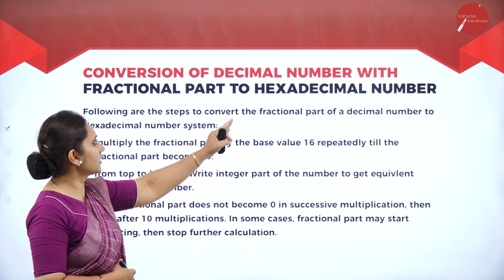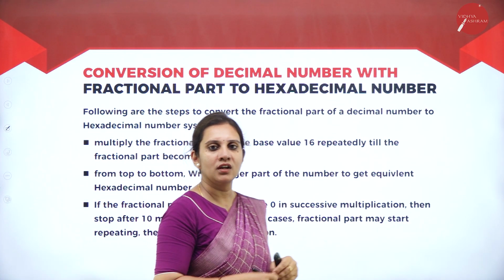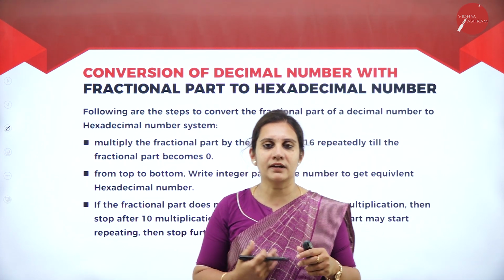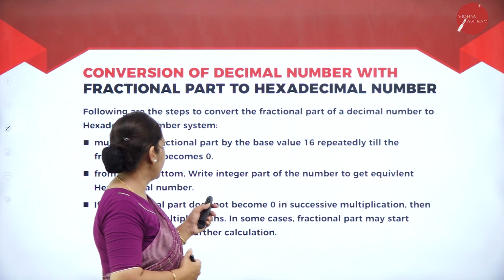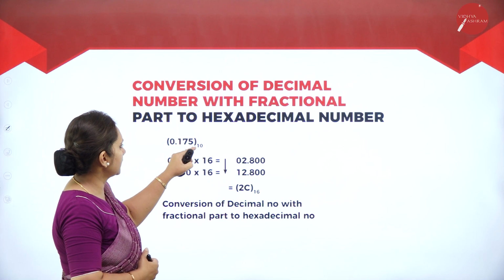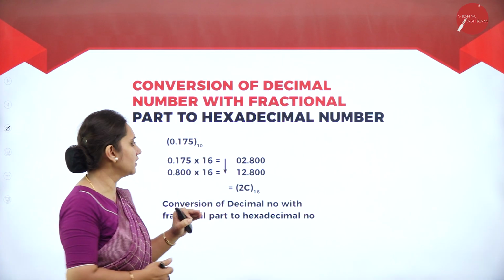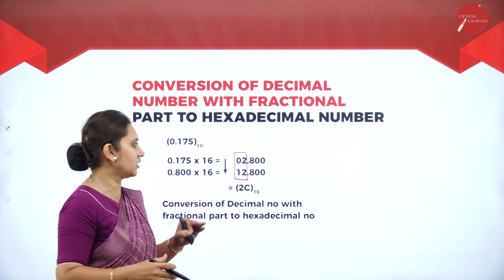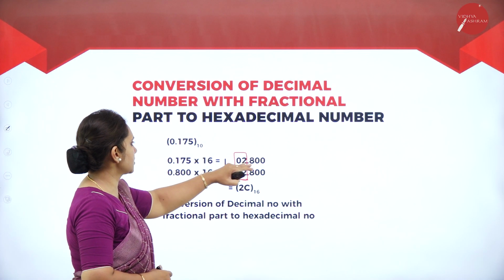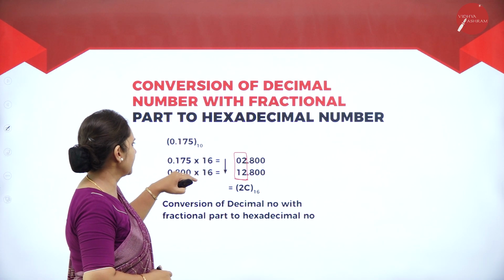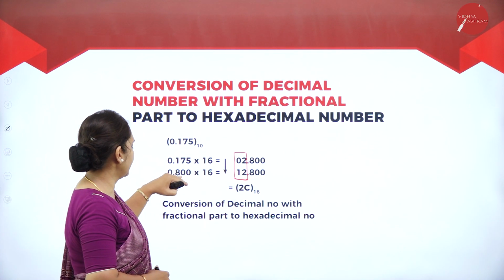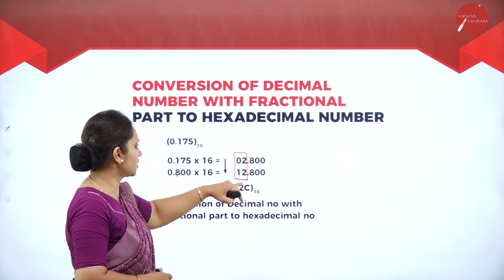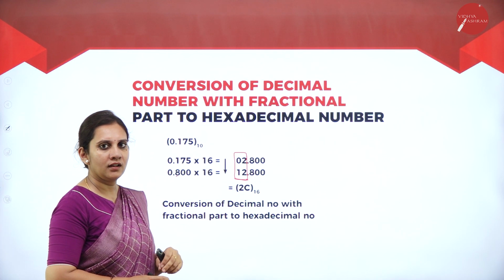Next, let us understand conversion from a decimal number to hexadecimal. The methodology is the same, but let us learn with the example here. So this is a decimal. For hexadecimal, I need the integral part, which is this. 175 into 16, that is again 800. Again 800, when I multiply 800 into 16, this is the integral part I will get.